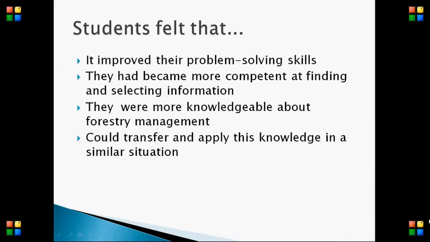Now, I did some work with a group of students who ran a forestry management course and they did a problem-based task. And when they finished it, students felt that it improved their problem-solving skills, they were more confident at finding information, they became more knowledgeable, they could transfer this knowledge in a similar situation. And this is what we're looking for in education, what students learn can apply somewhere else.